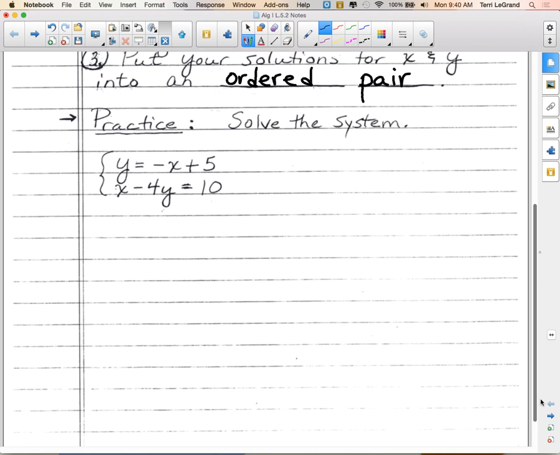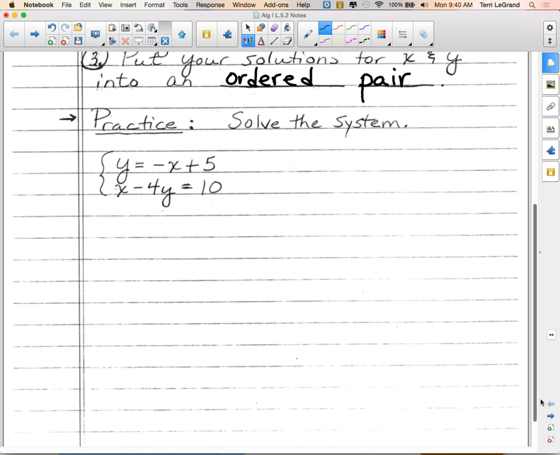We have the system y equals negative x plus 5, and x minus 4y equals 10. Remember what it says? Look for one of the equations to be solved for x or for y. So are either of our equations in that state? Do either of them have an x or a y alone? Yeah, which one? The top one does. The first of the two does.